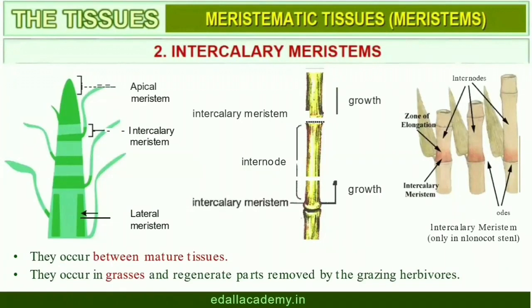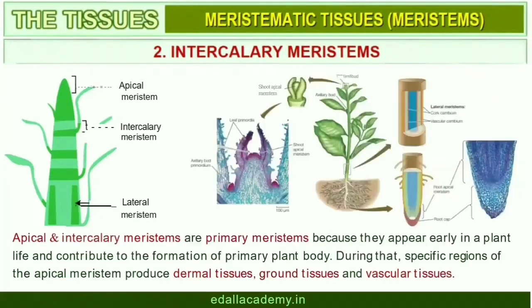The meristem which occurs between mature tissues is known as intercalary meristem. They occur in grasses and regenerate parts removed by grazing herbivores. Both apical meristems and intercalary meristems are primary meristems because they appear early in the life of a plant and contribute to the formation of the primary plant body.